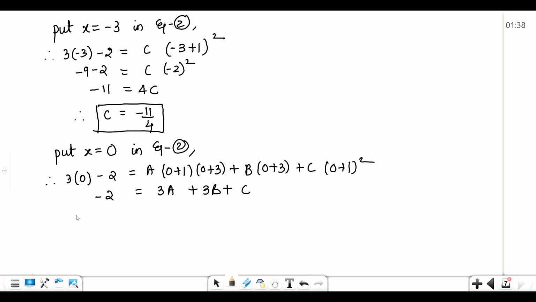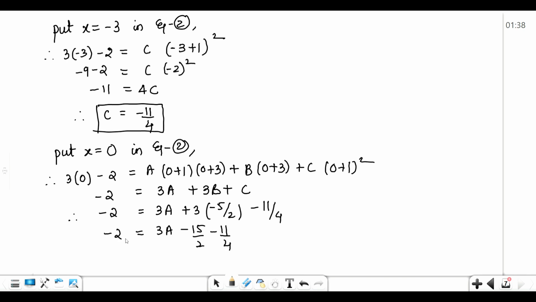So when we substitute the value of a and the value of c, we already have the value of b and c. Okay, so 3a plus, now what was the value of b that we got? The value of b was minus 5 over 2, minus 5 over 2 minus 11 over 5. So that will give you 3a minus 15 by 2 minus 11 by 4 and minus 2.